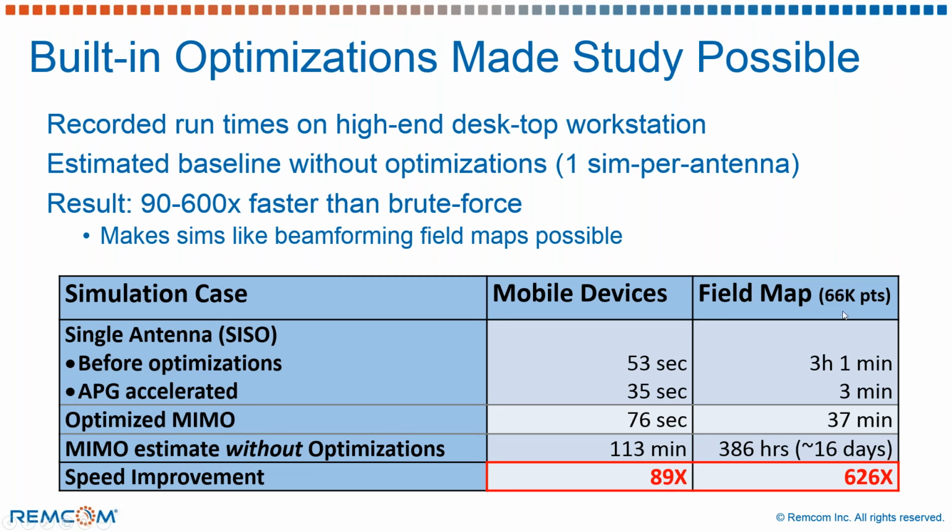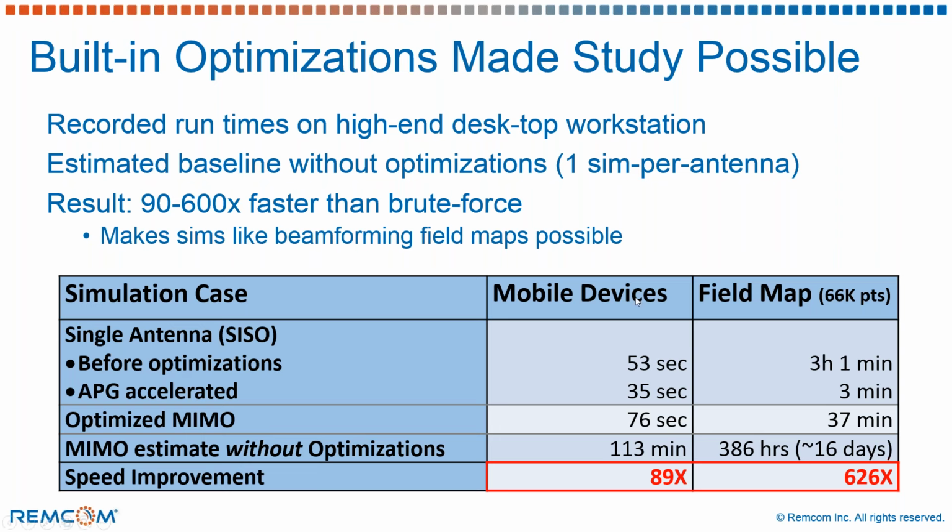We also simulated a field map in the background with about 66,000 points. This field map was used to display the beams. It was not part of the calculations of SINR or received power, but it was used to display our beams on the map across the scene so that we could see what they looked like.